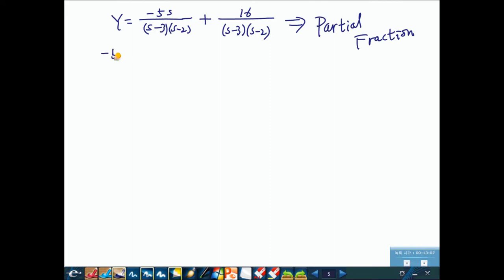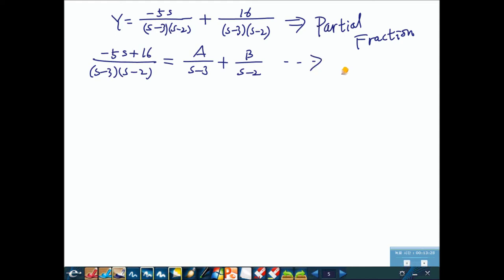Okay, so minus 5s plus 16 over s minus 3, s minus 2. You do this partial fraction, right? This is the easy one, right? A over s minus 3 plus B over s minus 2. And if you solve it, A is minus 6, B is 1. Let me skip it. This is an easy case, right? So our Y becomes minus 6 over s minus 2.